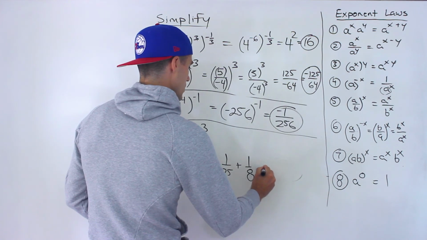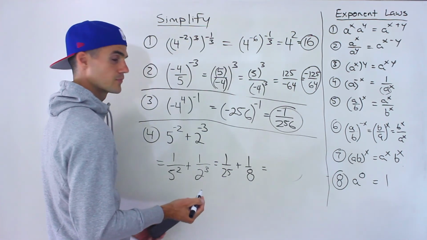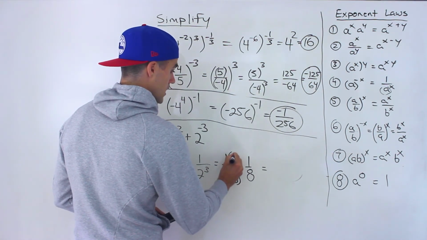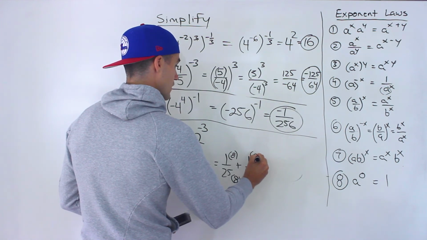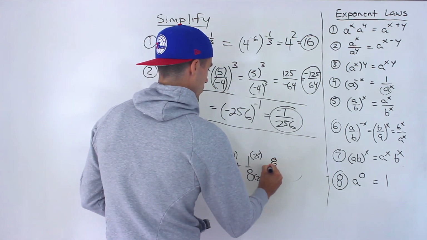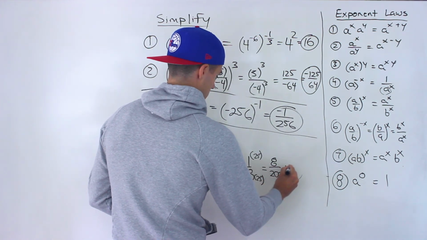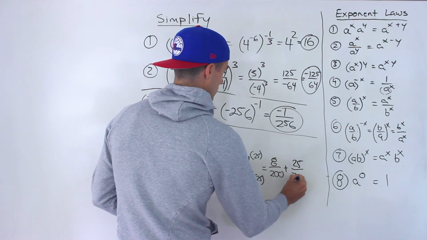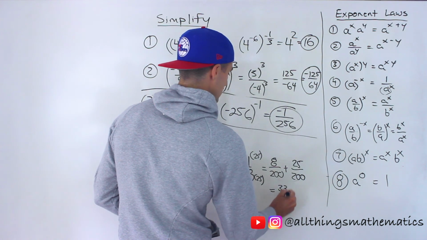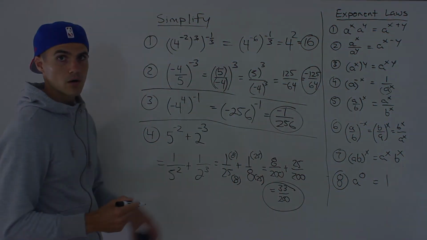And then the common denominator between these would be 200, both of them multiplied by each other. So multiply this by 8, multiply this by 8, this by 25, this by 25. So we'd end up with 8 over 200 plus 25 over 200, which would give us 33 over 200. And then that doesn't simplify any further. So that's the final answer to number 4.